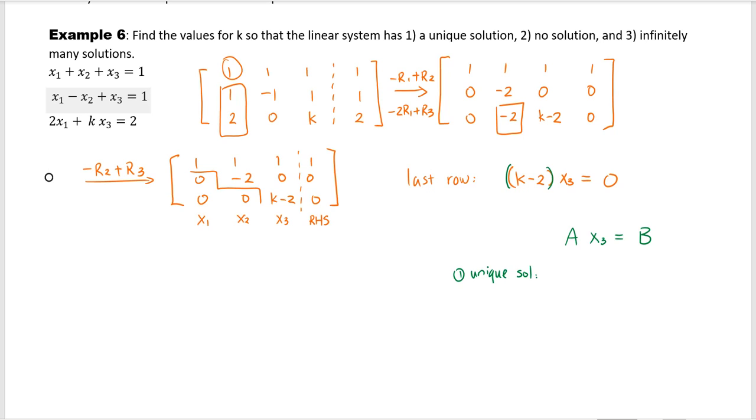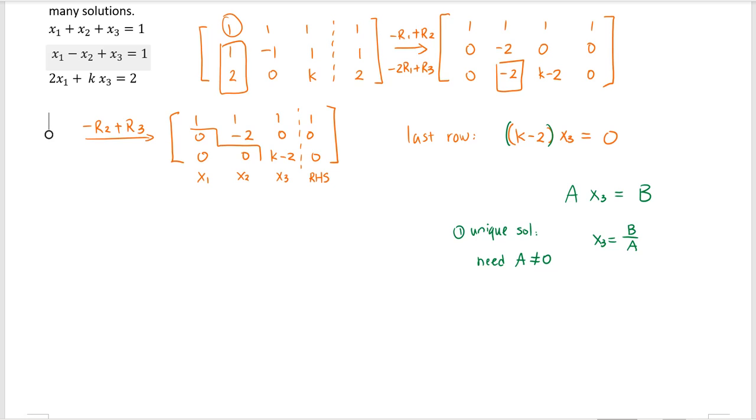So when do we have a unique solution? We want to be able to solve for x3. So if we solve for x3, we get x3 is b over a. In order to have this make sense, we need the denominator not equal to 0. So that's why here, in order to get a unique solution, you look at the last row and you want the coefficient of x3 to be not 0. Then we can solve for x3, and then we can plug into the second equation and solve for x2, and when we plug into the first equation, we can solve for x1.